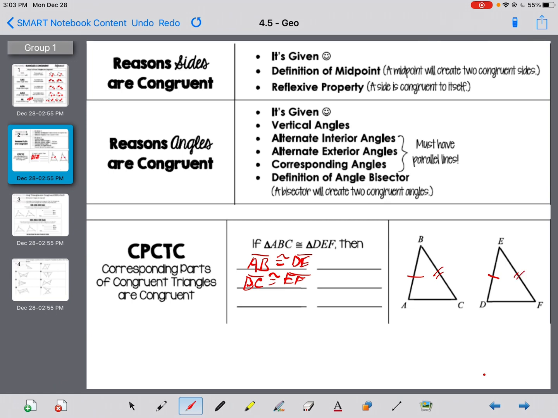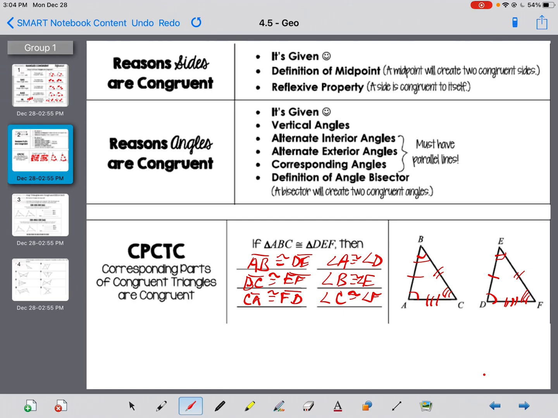BC, EF. And we know that CA is congruent to FD. CA, FD. We know that angle A is congruent to angle D. Angle A is congruent to angle D. We know angle B is congruent to angle E. Oops, forgot my angle symbol. B, E. And we know angle C is congruent to angle F.